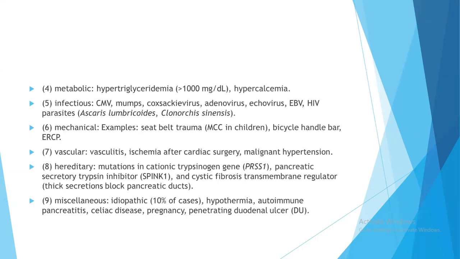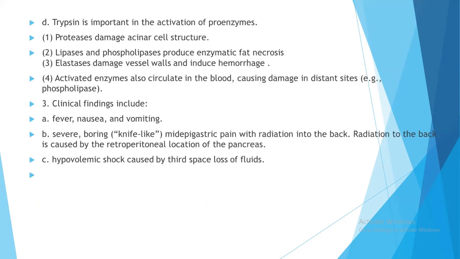There are other causes like hypertriglyceridemia, hypercalcemia, infections like CMV, mumps, and Coxsackie virus, and mechanical causes like seatbelt trauma and bicycle handlebar injury. Vascular causes include vasculitis and ischemia after cardiac surgery. Hereditary causes include mutations in the cationic trypsinogen gene and pancreatic secretory trypsin inhibitor SPINK1. Miscellaneous causes include idiopathic, hypothermia, and autoimmune pancreatitis. Trypsin is important in the activation of proenzymes.